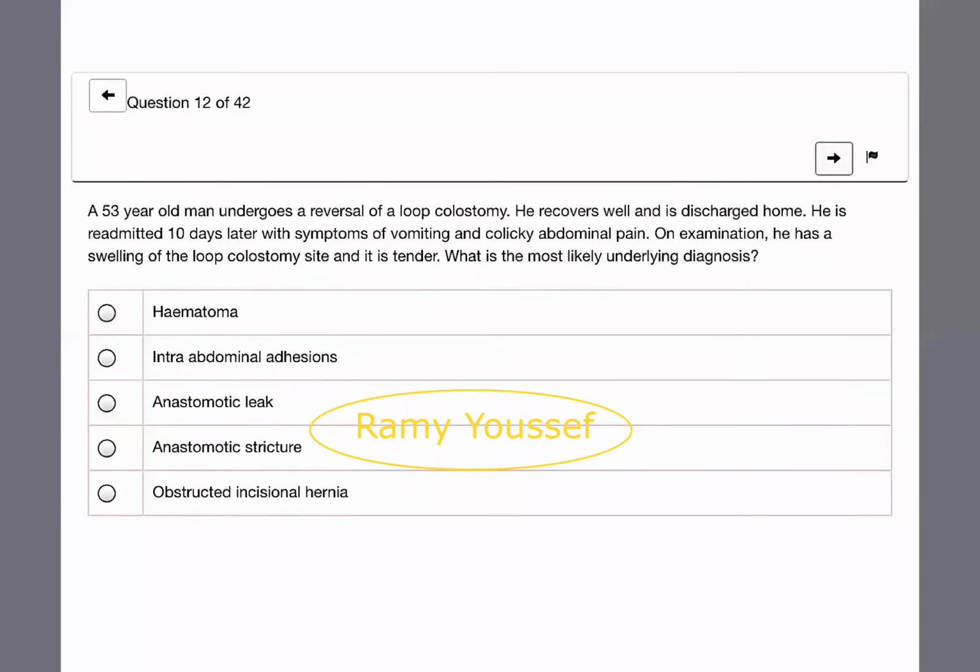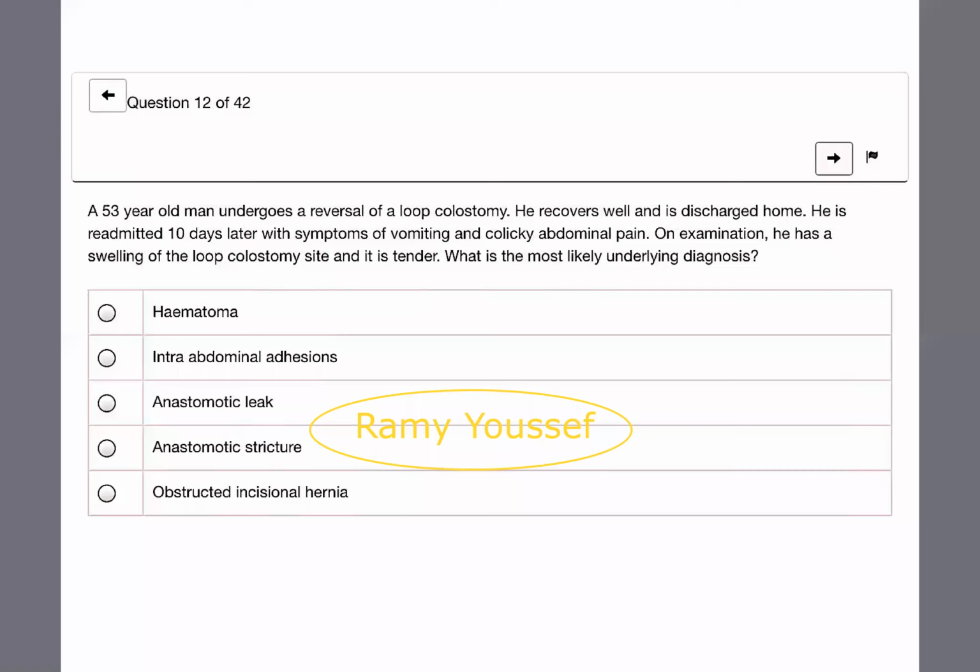Okay, Dr. Ram, go. 53 years old man undergoes reversal of loop colostomy. He recovers well and discharged home. He is readmitted 10 days later with symptoms of vomiting and colic abdominal pain. On examination, he has a swelling to the left of the loop colostomy site and is tender. What is the most likely underlying diagnosis? Obstructed incisional hernia. Yes.